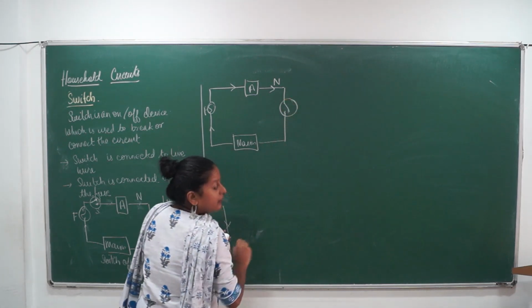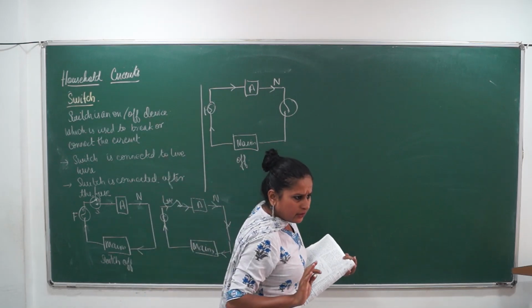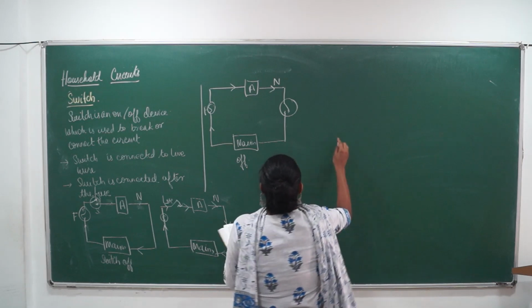ठीक है? This is off. ऑफ पोजीशन में है तो कोई टेंशन नहीं, क्योंकि सर्किट कंप्लीट ही नहीं हुआ तो करंट फ्लो ही नहीं करेगा. बट ऑन पोजीशन में क्या होगा?